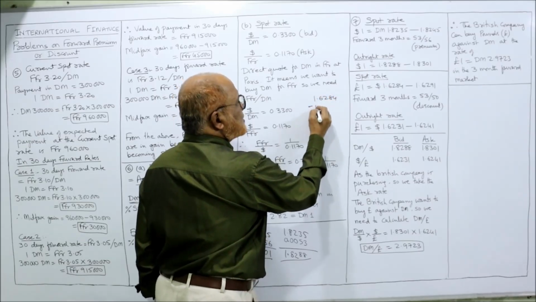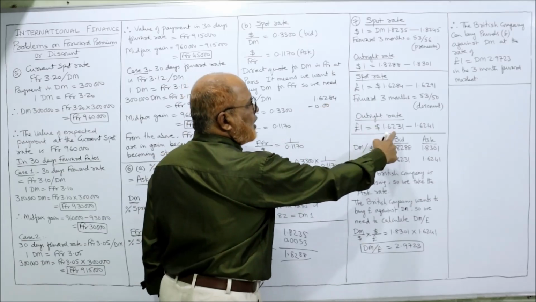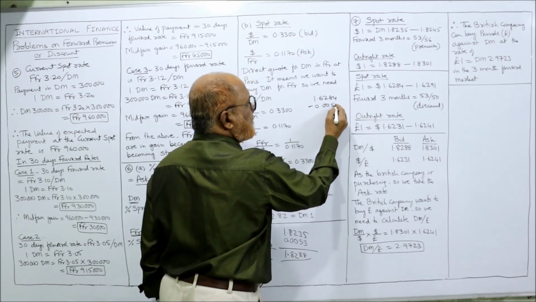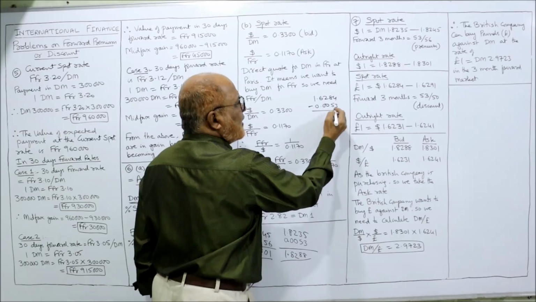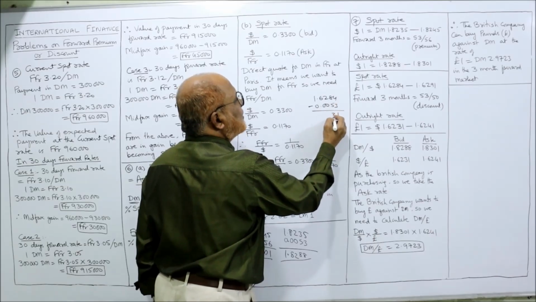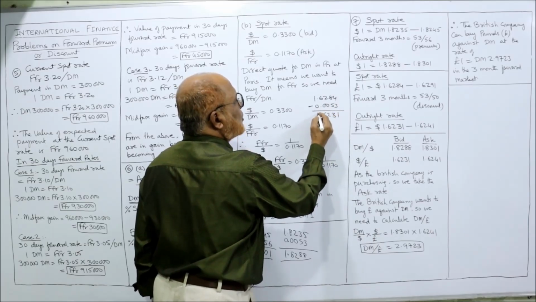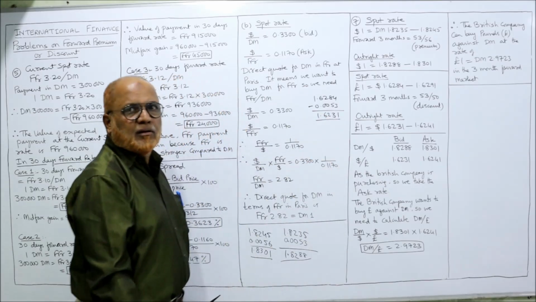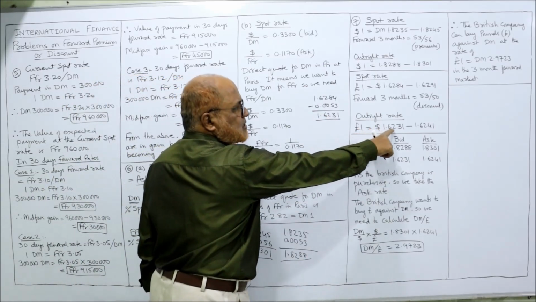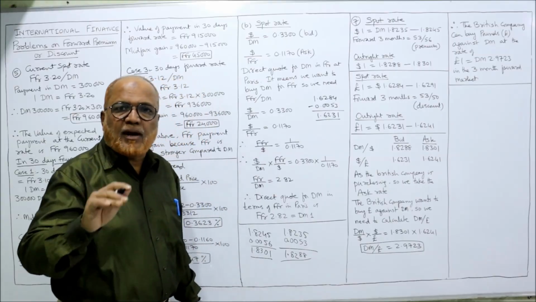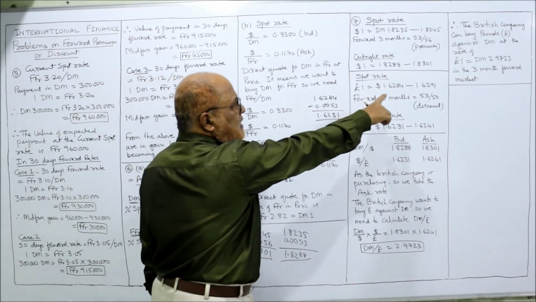1.6284 minus 0.0053. How much is the point here? 53. 4 minus 3, 1. 8 minus 5, 3. This is 62. So 1.6231. You can see here 1.6231. We have subtracted the points.